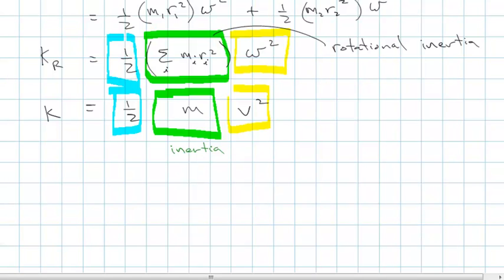If something is spinning, maybe a bicycle wheel spinning about its axis, it wants to continue to spin. It has rotational inertia, unless some force acts on it and causes it to slow down or speed up. It wants to continue to spin at the same rate forever. That's rotational inertia. For point objects, rotational inertia is just mr squared. We typically use I, capital I, for rotational inertia.